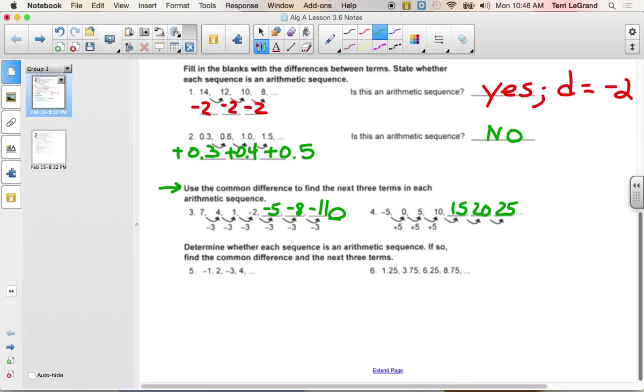Okay. So finding next terms, and these commas get kind of small here. There are commas in between terms of an arithmetic sequence, or between terms of any sequence for that matter.